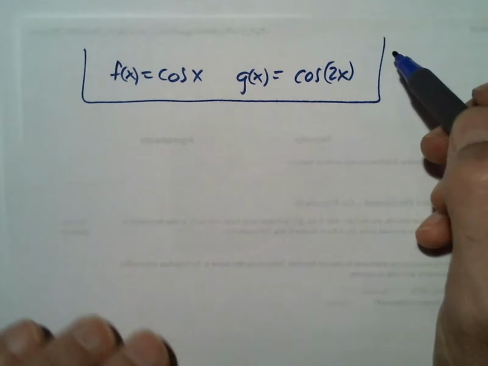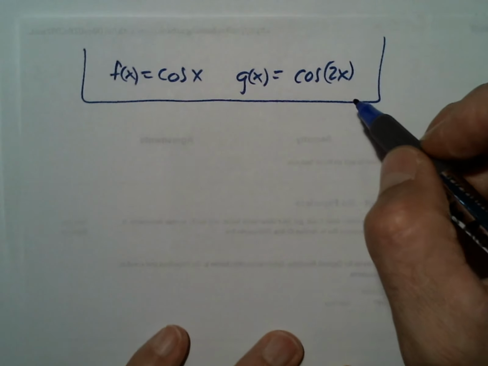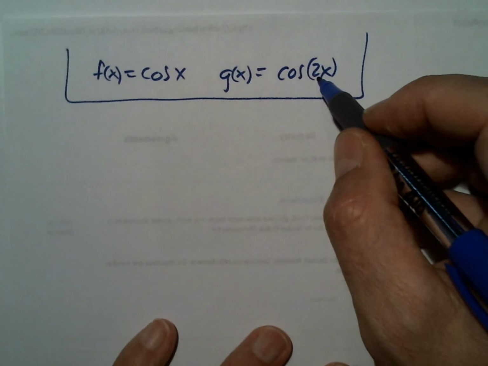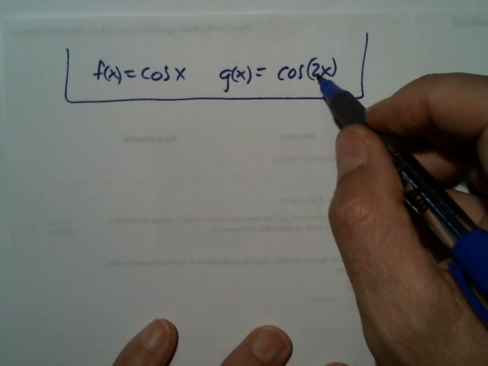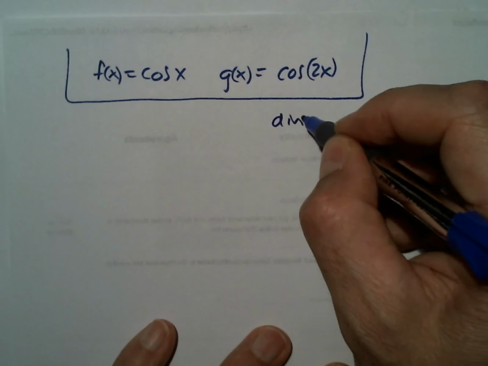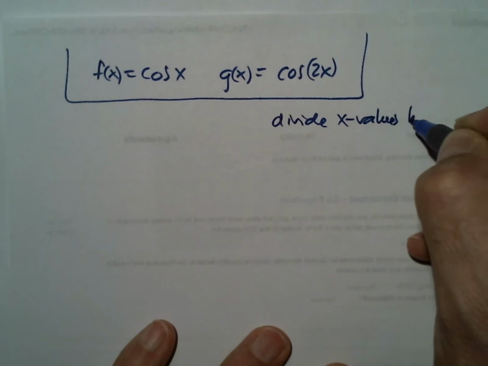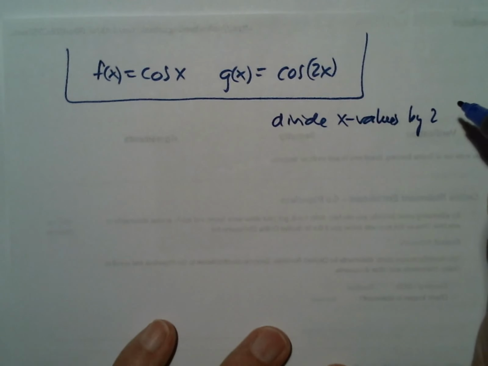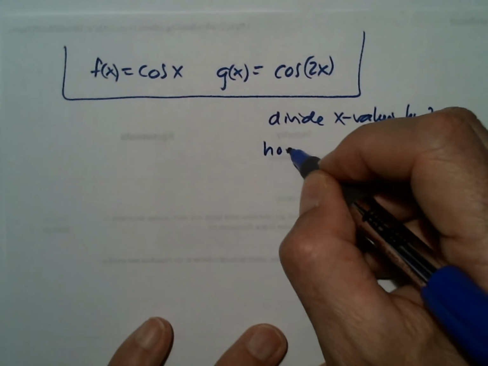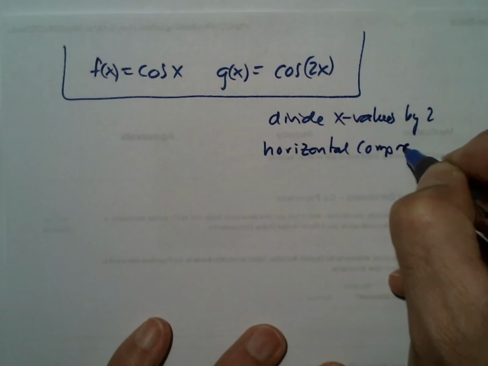Same question, pause, try that one. So 2 is inside, that's horizontal, and we're going to do the inverse. So we have to divide x values by 2. If every x value gets divided by 2 and gets smaller, then that's going to be a horizontal compression.